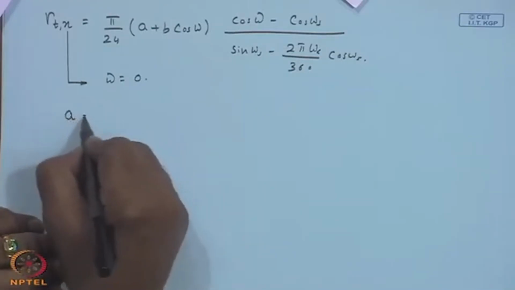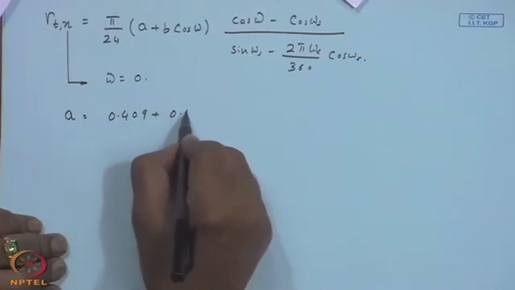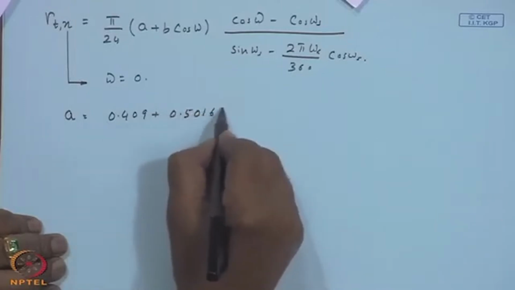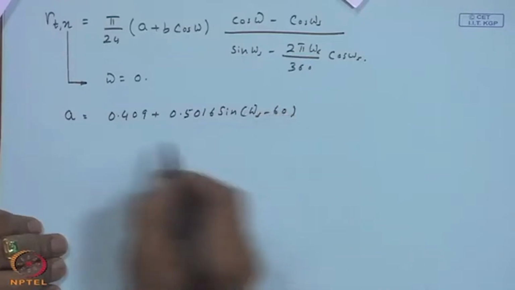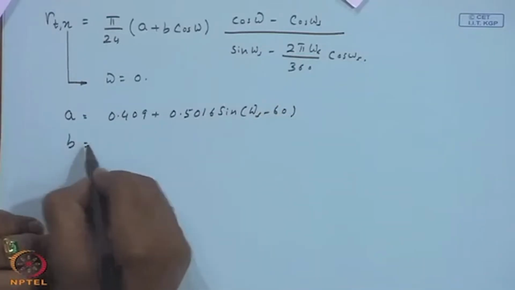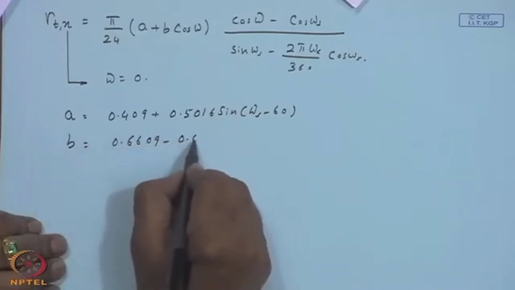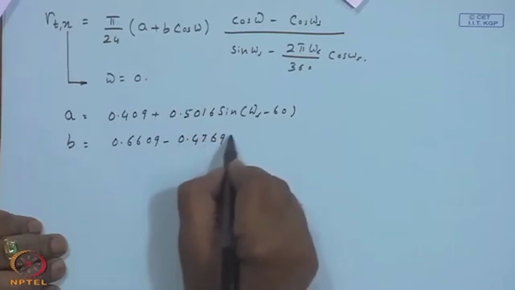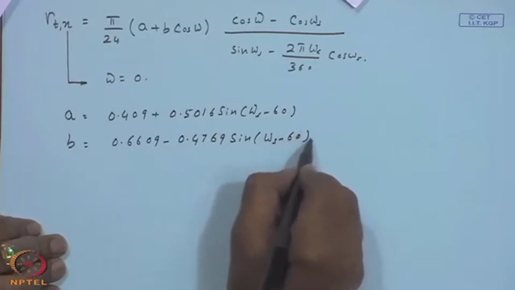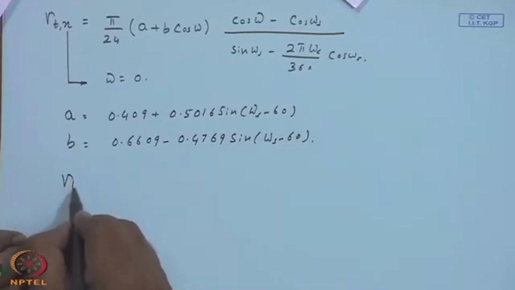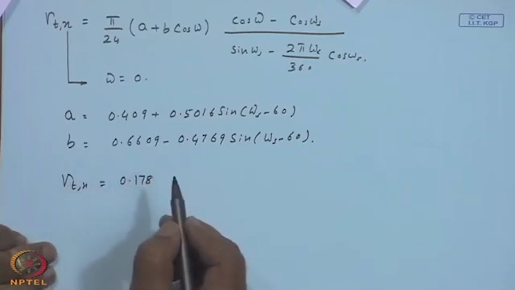A is 0.409 plus 0.5016 sin(omega s minus 60), and B is 0.6609 minus 0.4769 times sin(omega s minus 60). So, if you calculate, R T n will be 0.178.